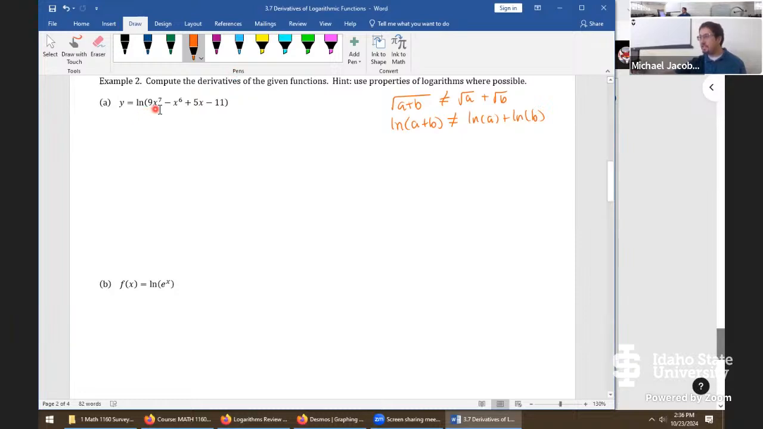The inner function is the thing that goes inside the natural logarithm. So this all right here is function 2, inner. The outer function is just the natural logarithm. So this one right here is function 1, outer. That means when we go to differentiate this, let's maybe color code it as well.